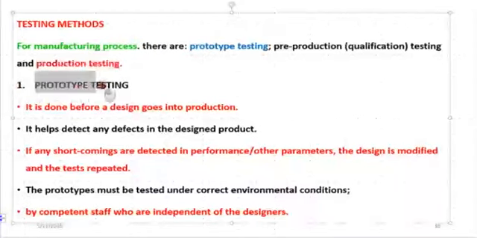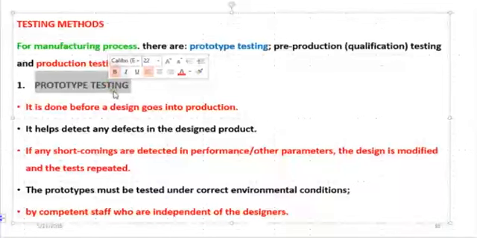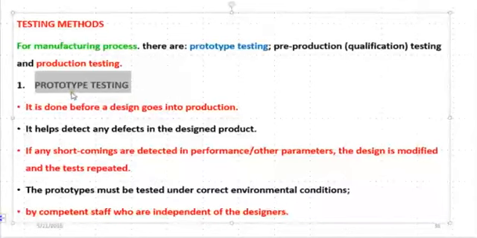Now, let us start looking at the first one, that is the prototype testing. First of all, what is a prototype? A prototype is a kind of sample of a device that is designed. Now you produce the prototype and examine it, test it, and see whether it is behaving according to the requirements of the engineering design. Now, this testing on the prototype is done before the design goes into the actual production. And when it is done, it helps us to detect any defect in the designed product.